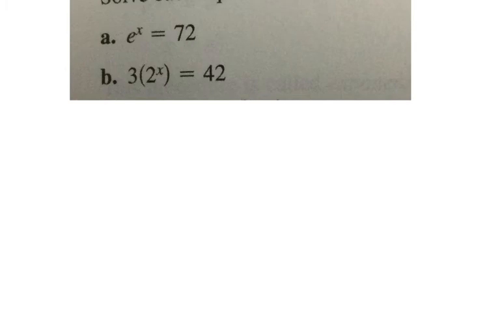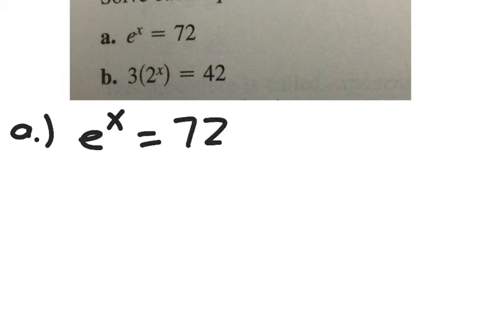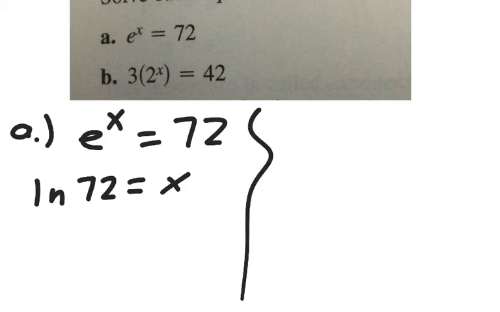Both challenging. They're just going to be ugly numbers, is really the moral of the story. So A really looks a lot like some we've already done. If I need to solve this exponential, because my variable is stuck in the exponent, I'm going to rewrite it as logarithmic form. So this would be log base e of 72 equals x. The numbers are a little bit larger, but it's the same type problem.